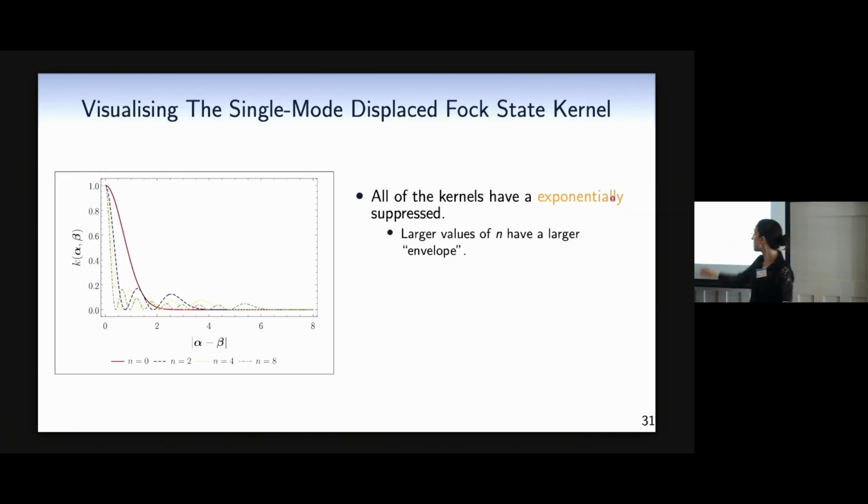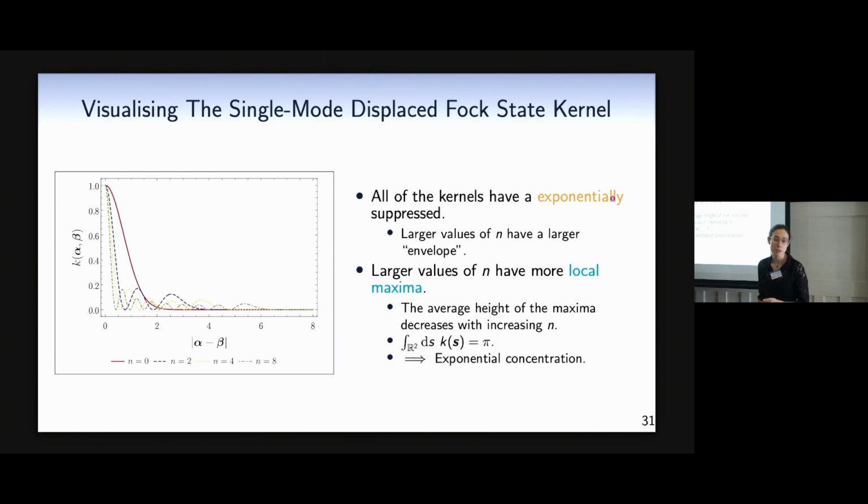And this is what it looks like. So what I've done is just plotted the function for various values of n: 0, 2, 4, and 8. The larger value of n has a larger envelope. What I mean by that is you can have further distances and still have non-exponentially suppressed values. And larger values of n have more local maxima. That's not surprising. Larger value of n is higher degree of polynomial.